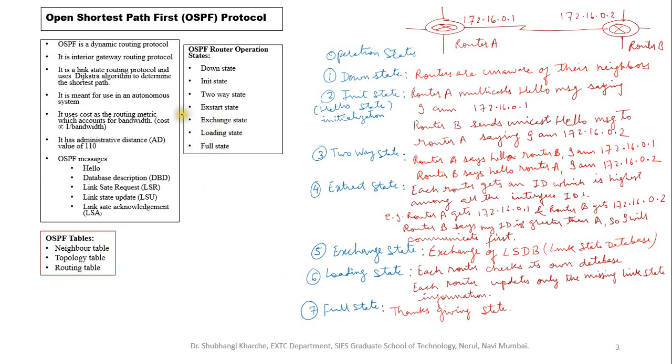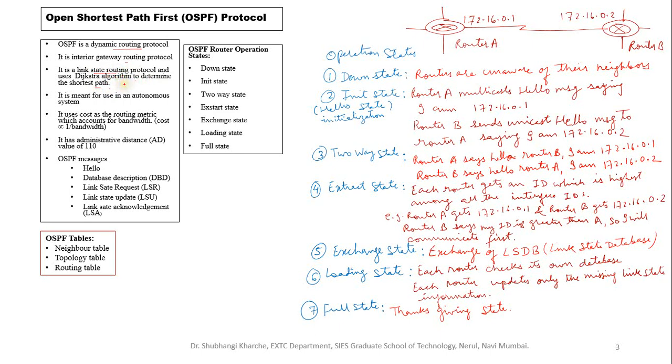Now let me brief you about the Open Shortest Path First protocol. OSPF is a dynamic routing protocol in the sense it learns the routes dynamically in a network topology. It is an interior gateway routing protocol. It is a link state routing protocol and uses Dijkstra's algorithm to determine the shortest path. It takes the routing decisions based on the link states.